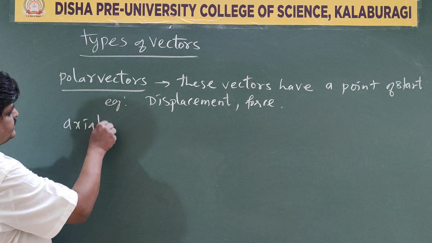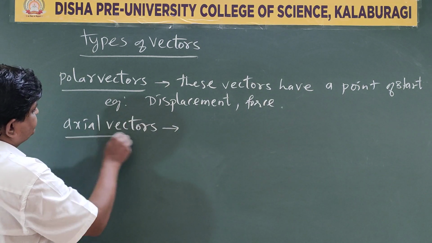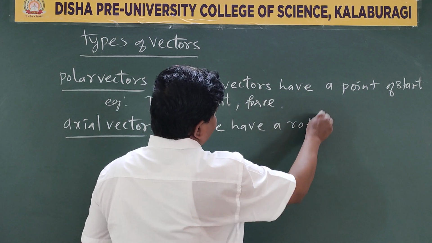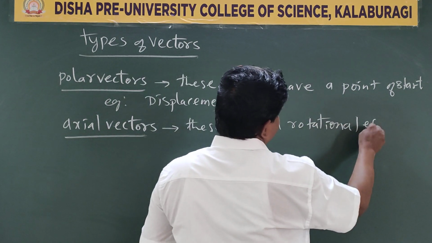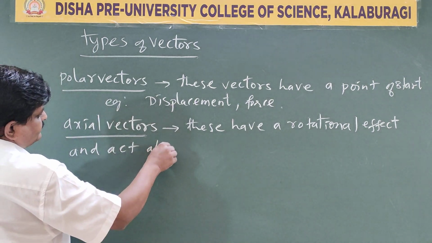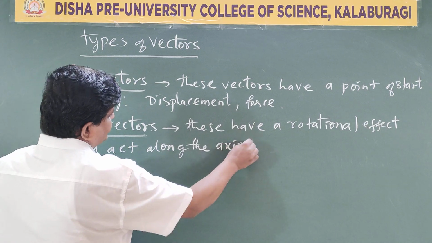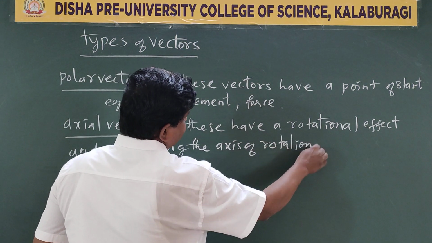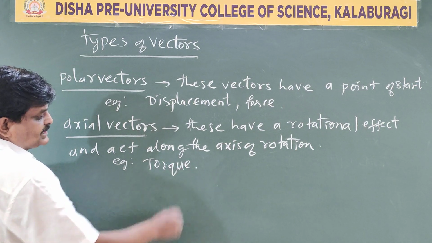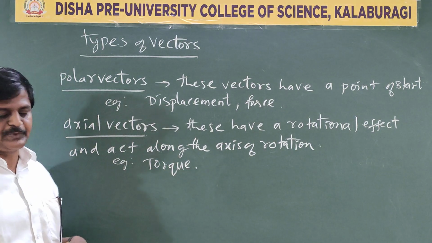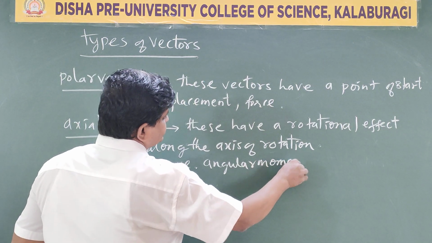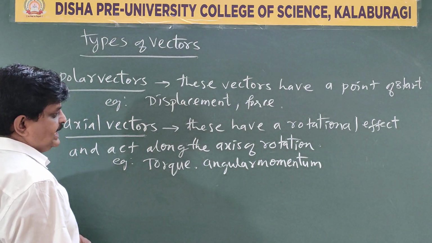Next we have axial vectors. What are axial vectors, please? These have a rotational effect and act along the axis of rotation. Right? Can you quote an example for this? Torque is a very good example. Linear velocity can be expressed as a cross product, or one more popular example, angular momentum. These are the best examples for axial vectors. Next.